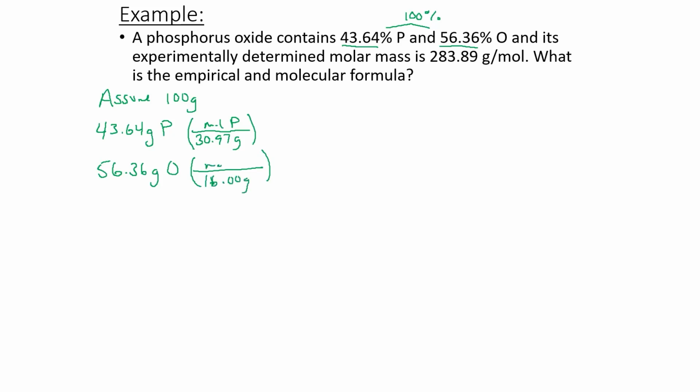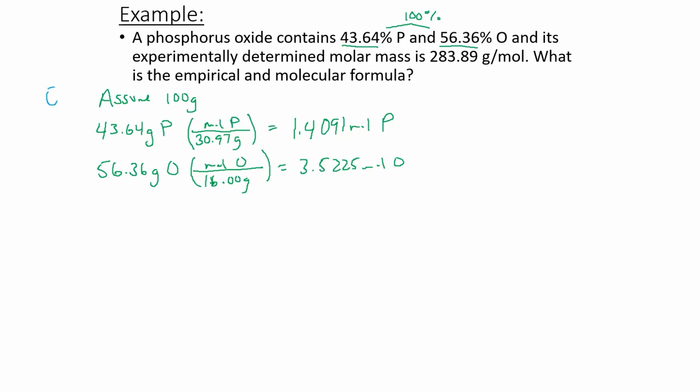All right, let's grab a calculator here, and we're going to convert these guys from grams to moles. So for our phosphorus, taking our 43.64 divided by 30.97, going to give us, in terms of moles for phosphorus, 1.4091. We're going to do the same thing here for the oxygen, taking 56.36 grams of oxygen divided by 16, getting us 3.5225 moles of oxygen.